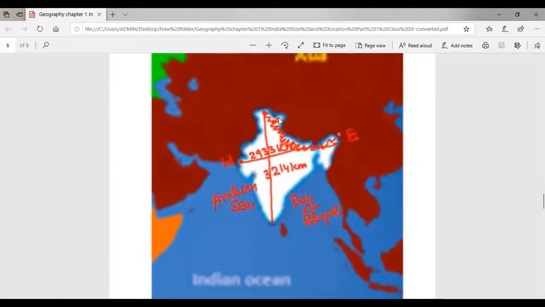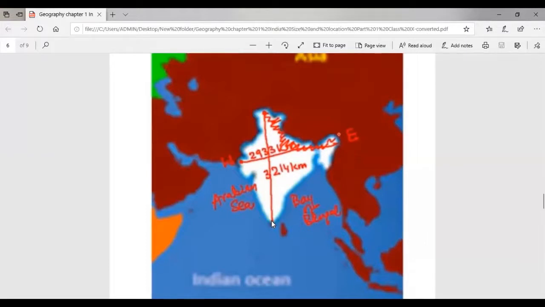And from Kashmir to Kanyakumari, the entire stretch measures about 3,214 kilometers. That is the distance between the top north and the bottom south. So 3,214 kilometers is the distance from Kashmir to Kanyakumari.